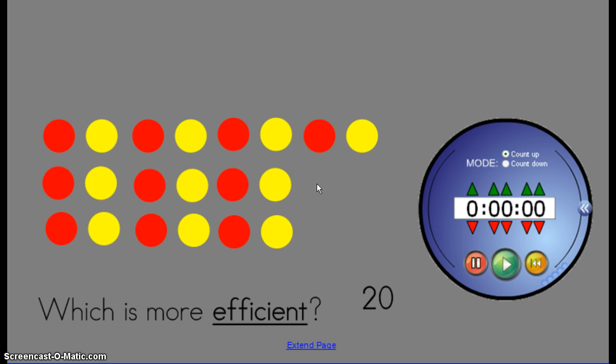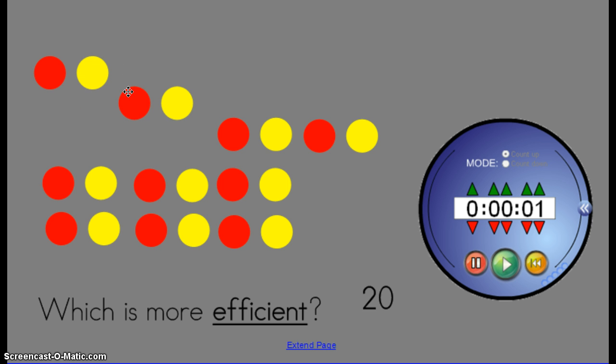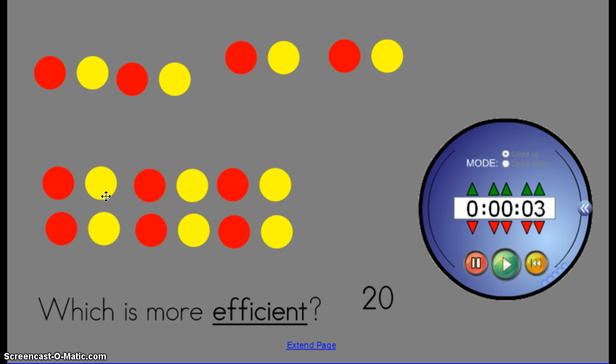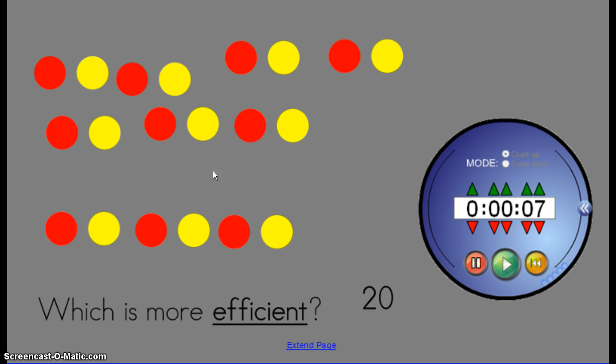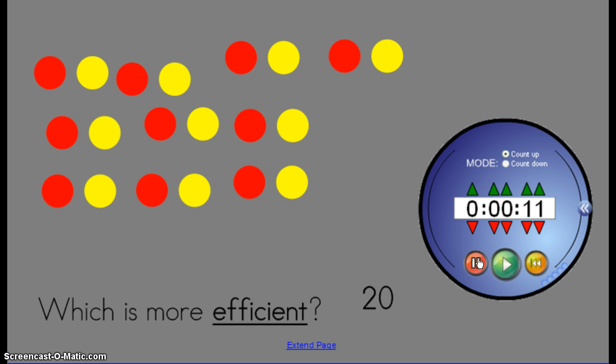Now I'm going to reset my timer and I'm going to count by 2's. When I count by 2's, I have to drag away 2 counters at a time because I'm counting by 2's. So let's see how long it takes me to count by 2's. Ready? 2, 4, 6, 8, 10, 12, 14, 16, 18, 20. That time it took me 10 to 11 seconds. So the first time it took me 15 seconds to count them one at a time, and this time it took me 11 seconds to count 2 at a time.